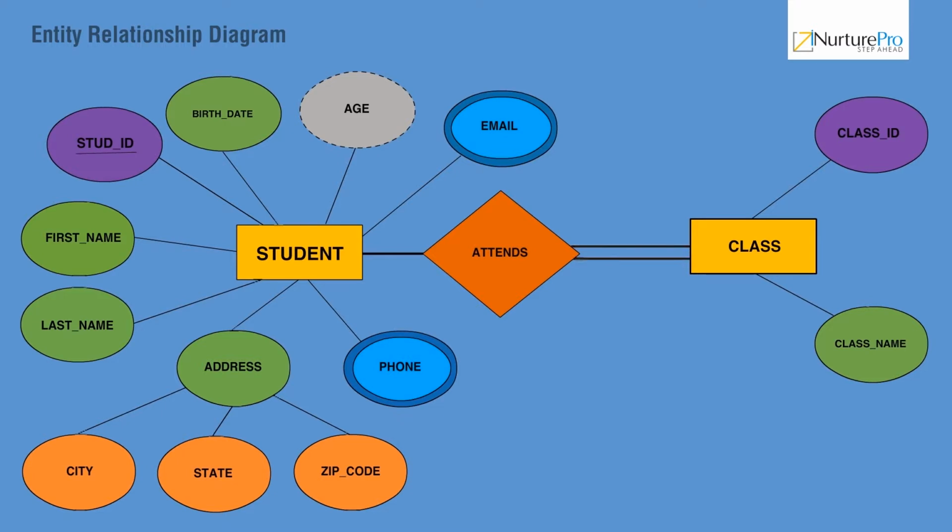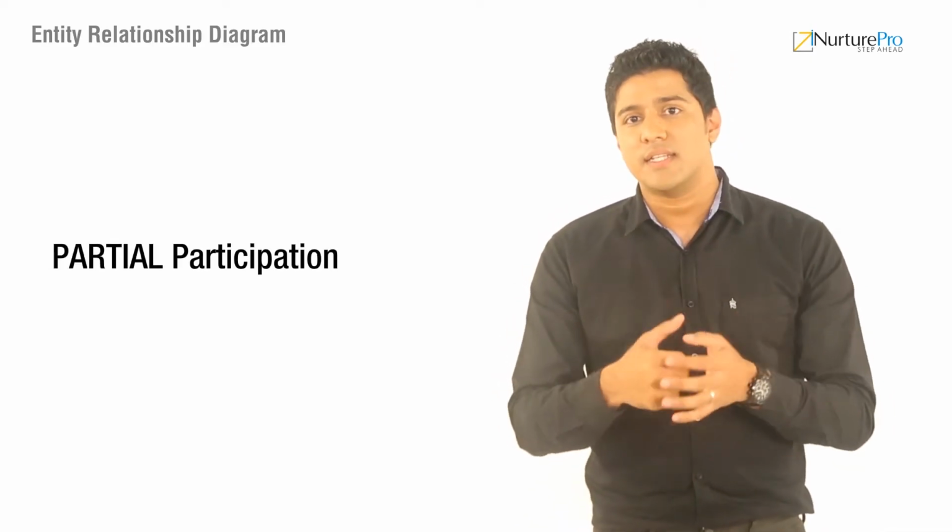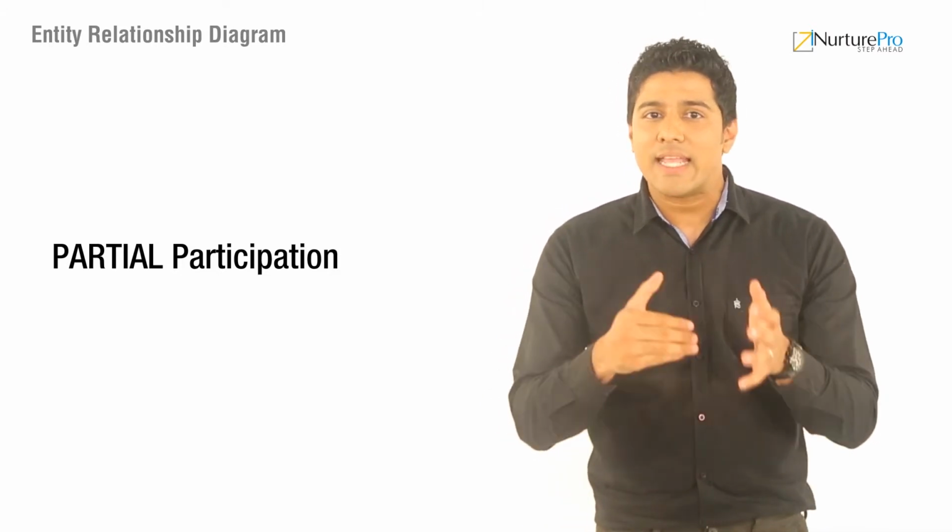A double line from class to attends relationship type is total, which means that each class must have at least one associated student. The partial participation is when each entity in the entity set may not occur in at least one relationship in that relationship set. A single line from student to attends indicates that the student may not belong to the same class.